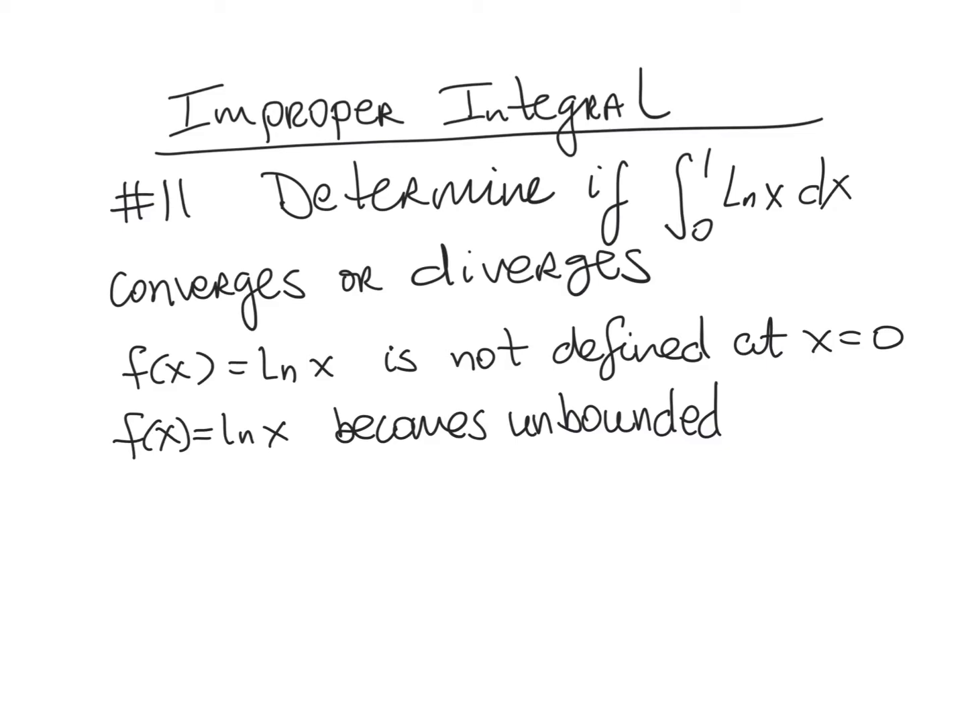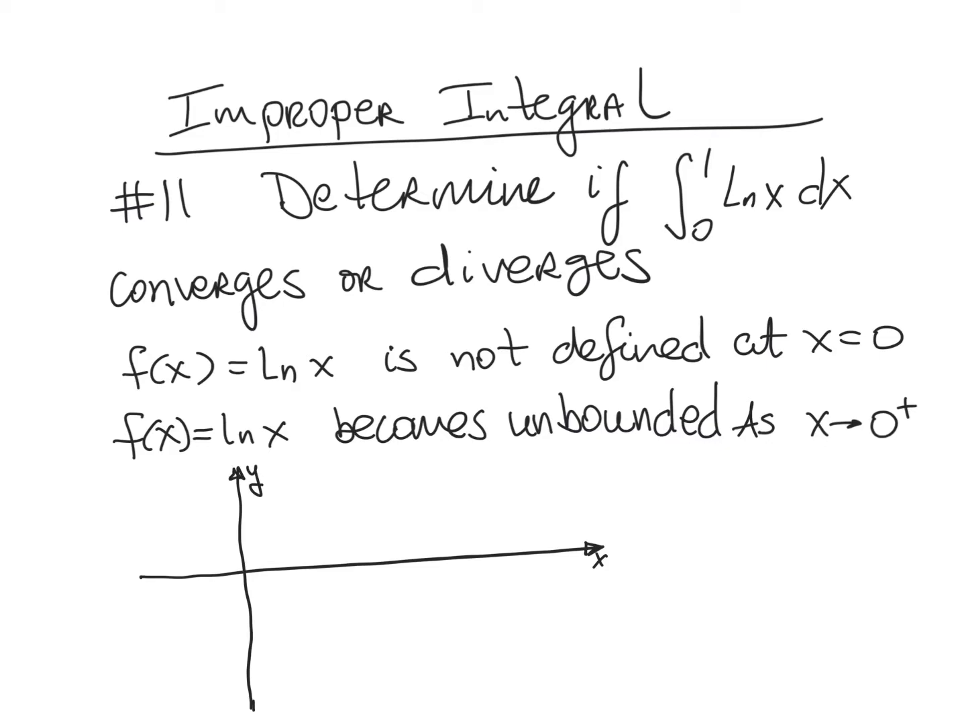Let's sketch the graph and see what this integral represents. We should be familiar with the graph of natural log of x. So here's the graph of natural log of x. And you can see at 1, natural log of x is 0. And the integral represents the area between 0 and 1, below the x-axis. This is the region enclosed by the x-axis, the y-axis, and the natural log function.